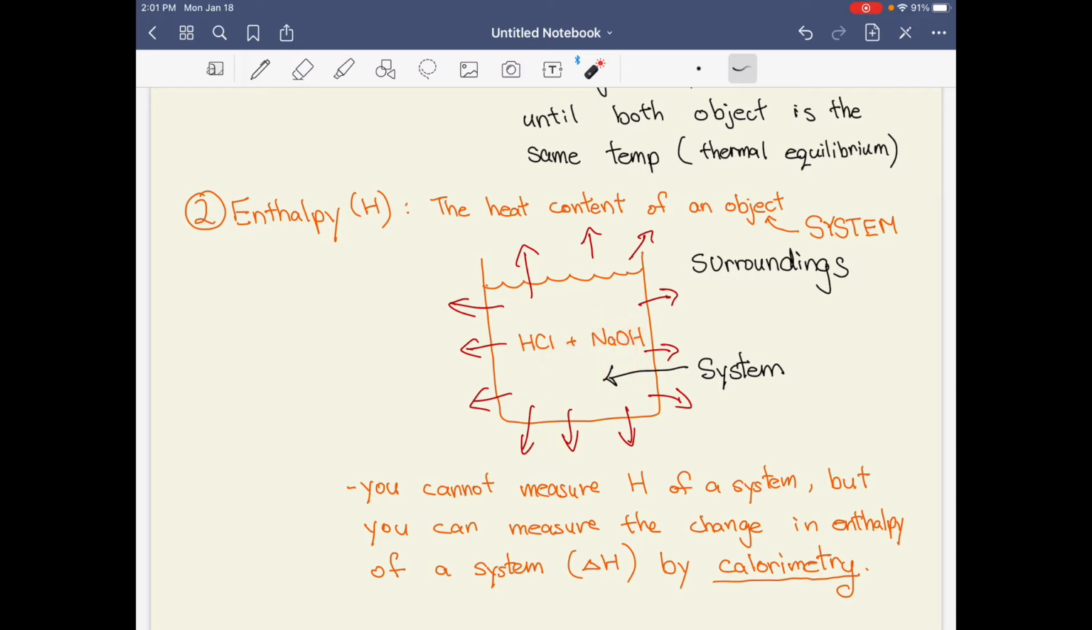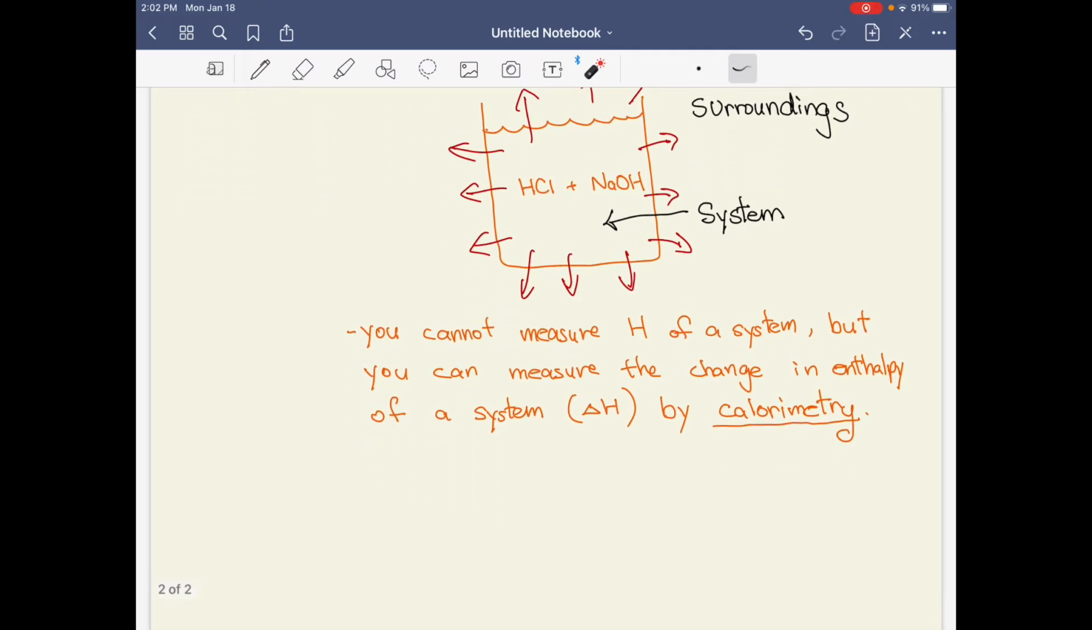Okay, because there's no way you can find out what H is before and after. So you're really always looking at the difference in temperature, or in this case, the difference in the amount of enthalpy. So all in all, let's kind of finish this off.